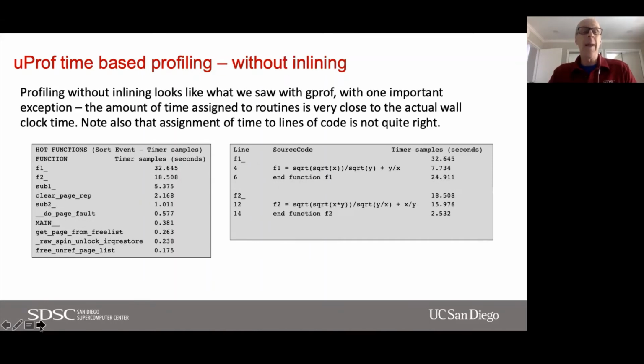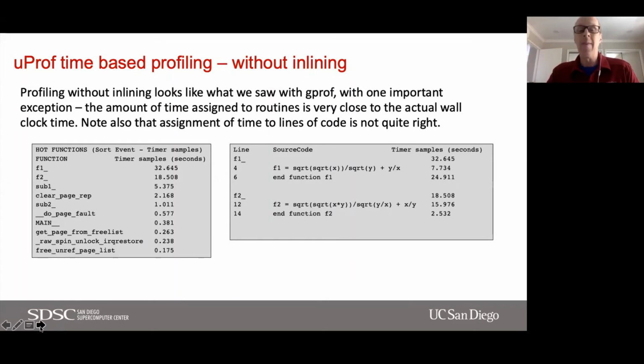Now, if we go back and do the same thing we did with gprof, except this time disabling inlining, we'll see that the time is actually spent where we expect, in functions F1 and F2, and then a little bit in subroutine 1 and subroutine 2. Note, though, that if we look in the right panel, the assignment of time to lines of code isn't quite right.